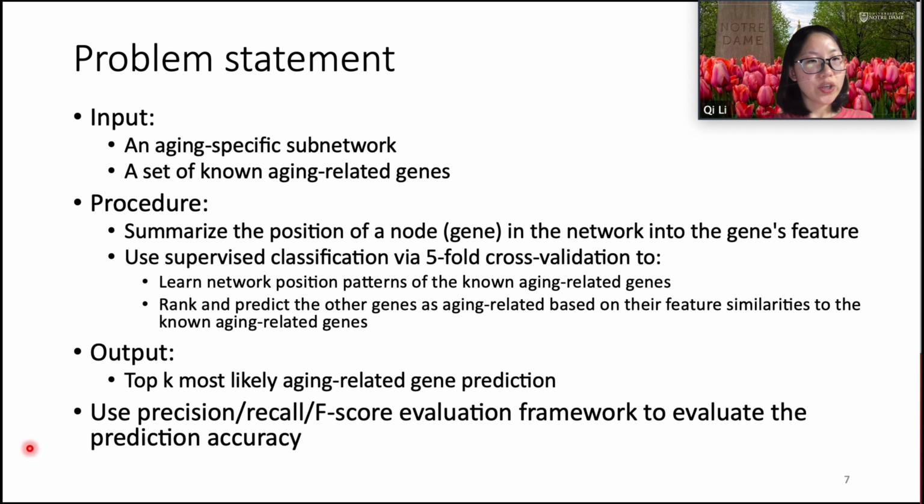Finally, we use the precision, recall, F-score framework to evaluate how accurate are aging-related predictions made from each analyzed network and subnetwork. Intuitively, precision measures out of all predictions how many are known aging-related genes. Recall measures out of all known aging-related genes how many of them are among the predictions. F-score is the harmonic mean of precision and recall.